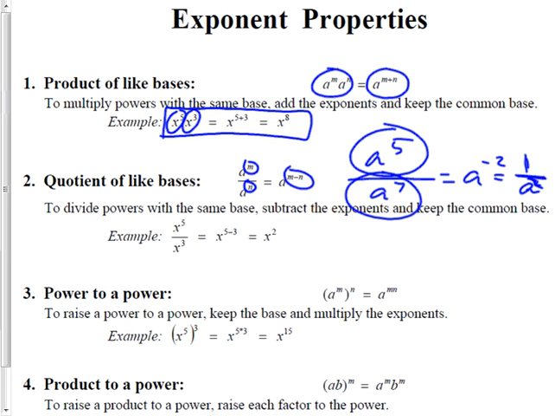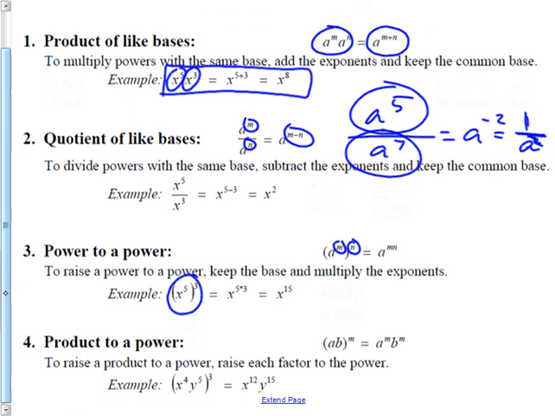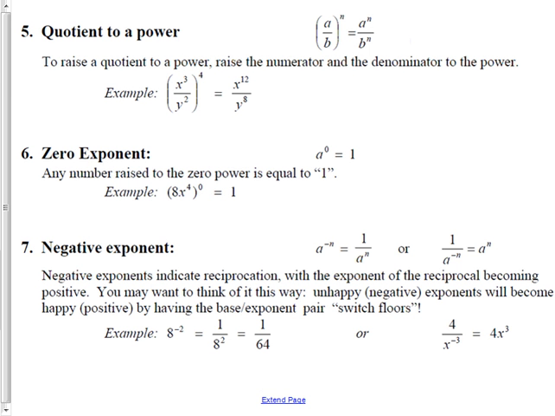Okay, power to a power, when it's like this, you multiply these two. So if it was, for instance, x to the 5th to the 3rd, that would be x to the 15th. And product to a power, basically, if you have parentheses on this, it's almost like you're distributing. You go a to the m, and you go b to the m. Both of them get put to the m power. All right, let's do some more.